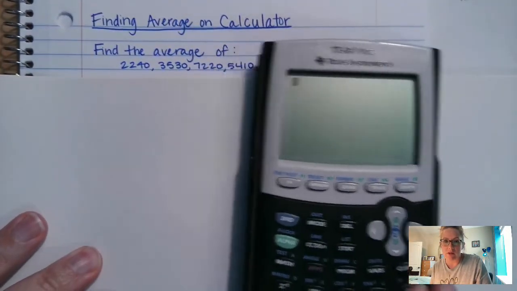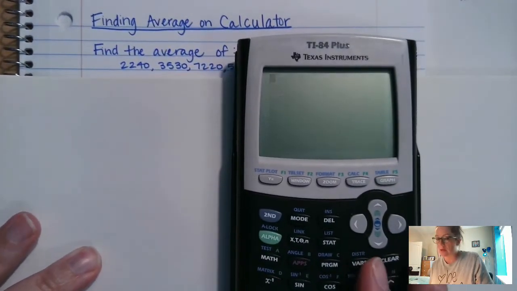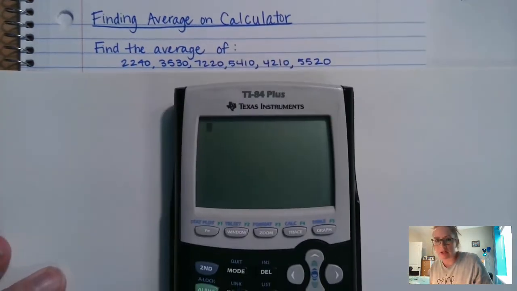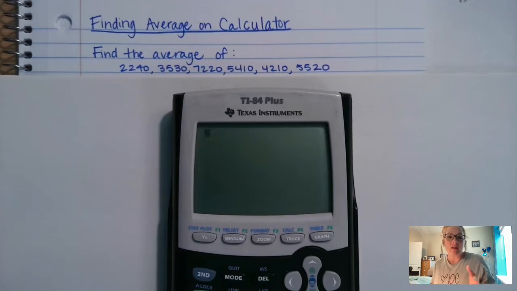So if you guys don't have one of these, hopefully you guys will get one soon. It'll be great for your ACT, SAT, and you can use it all the way in college. Okay, so find the average of this data. So obviously we can add up these numbers and divide by how many we got, 1, 2, 3, 5, 6, right? It can be a little tedious to do that.